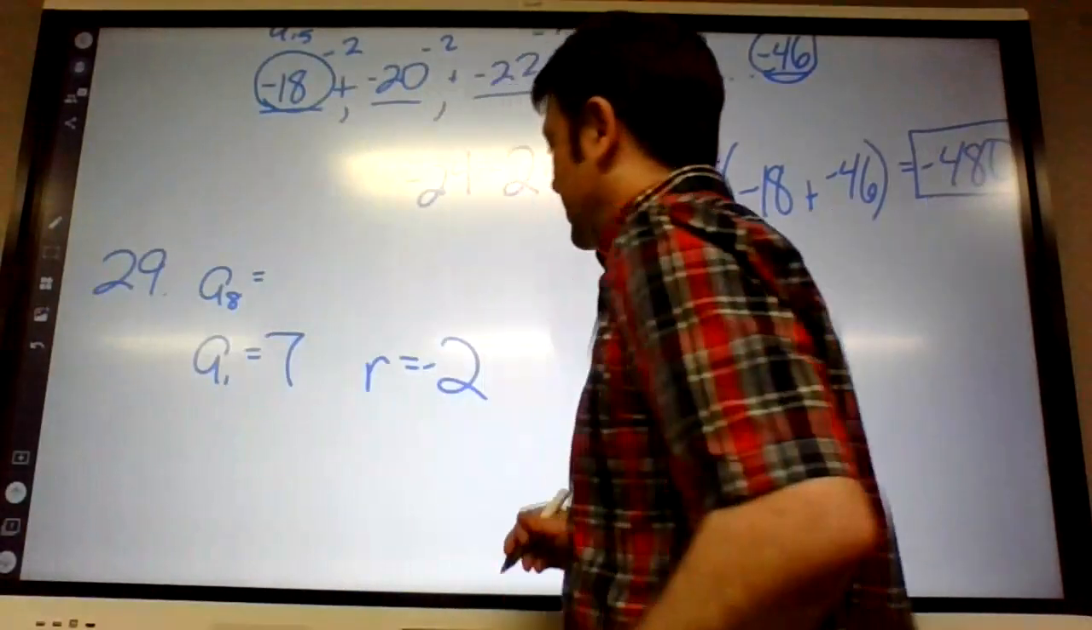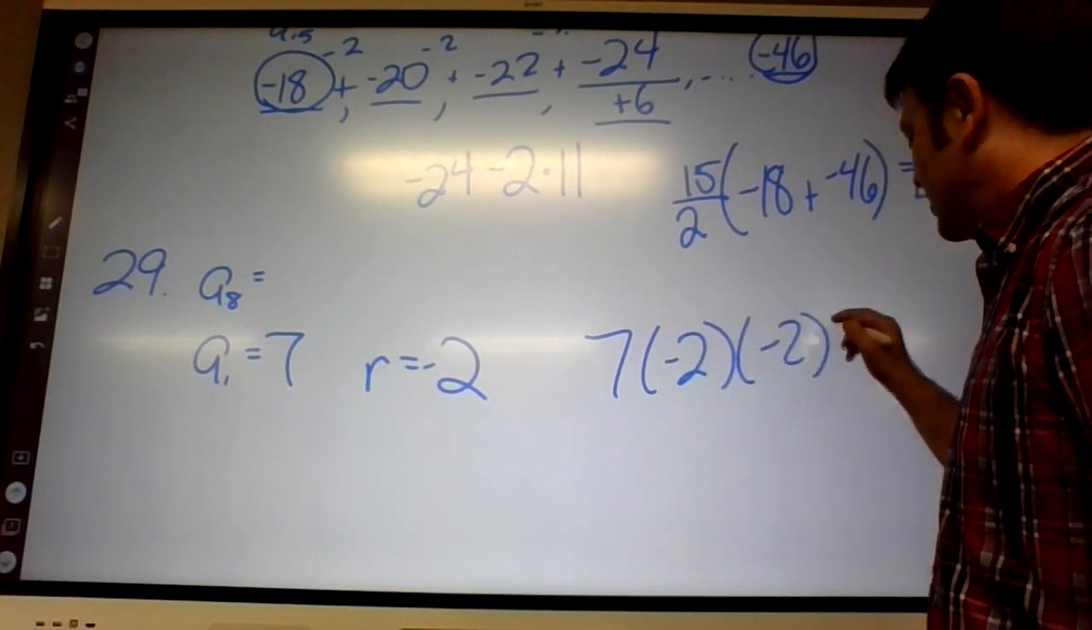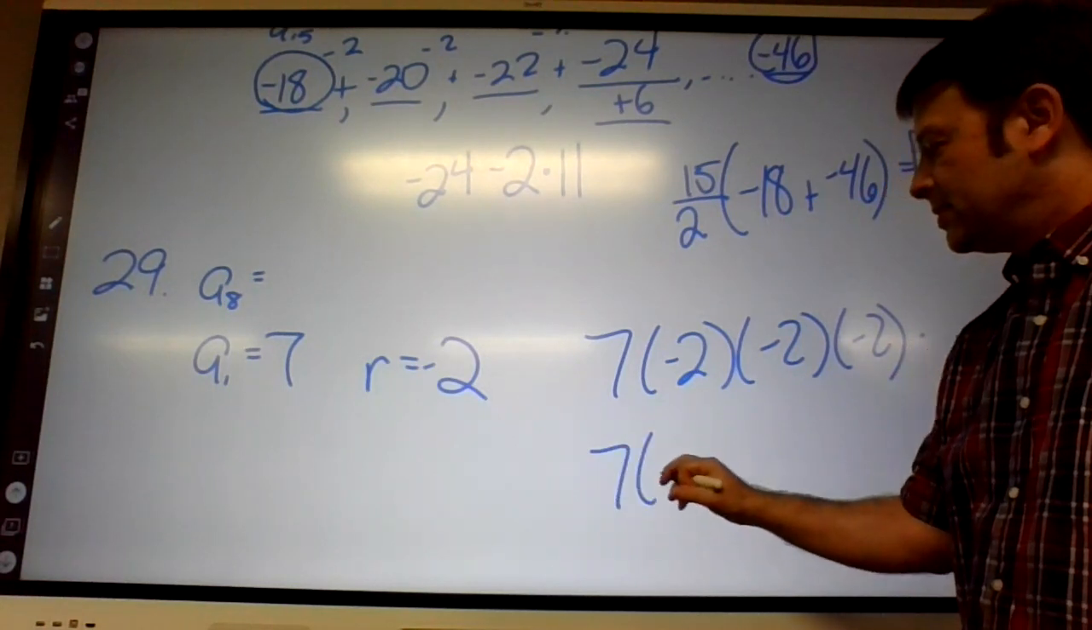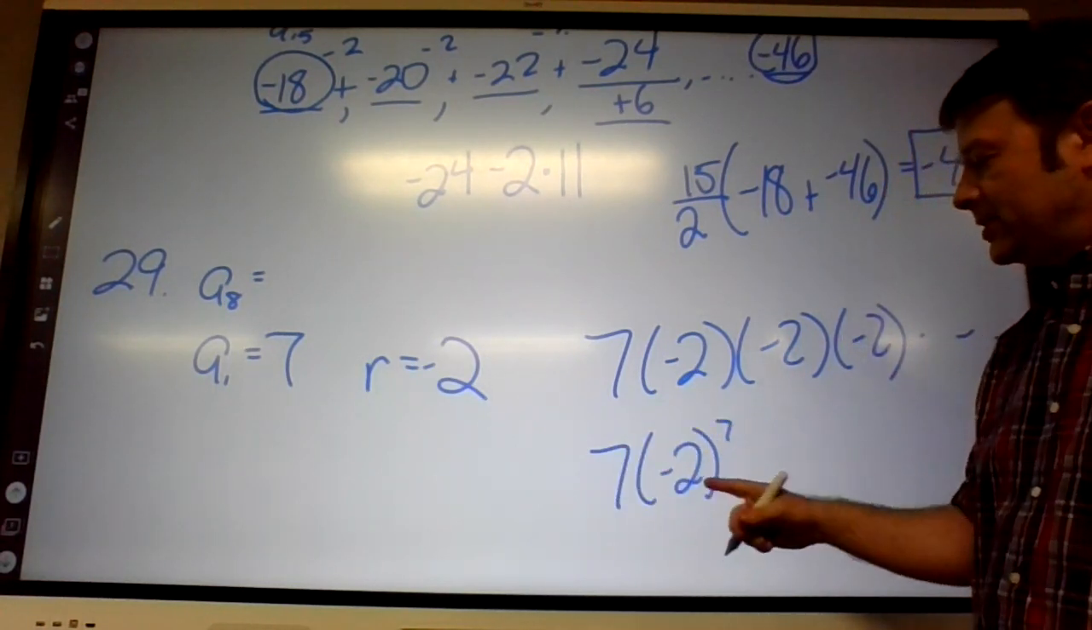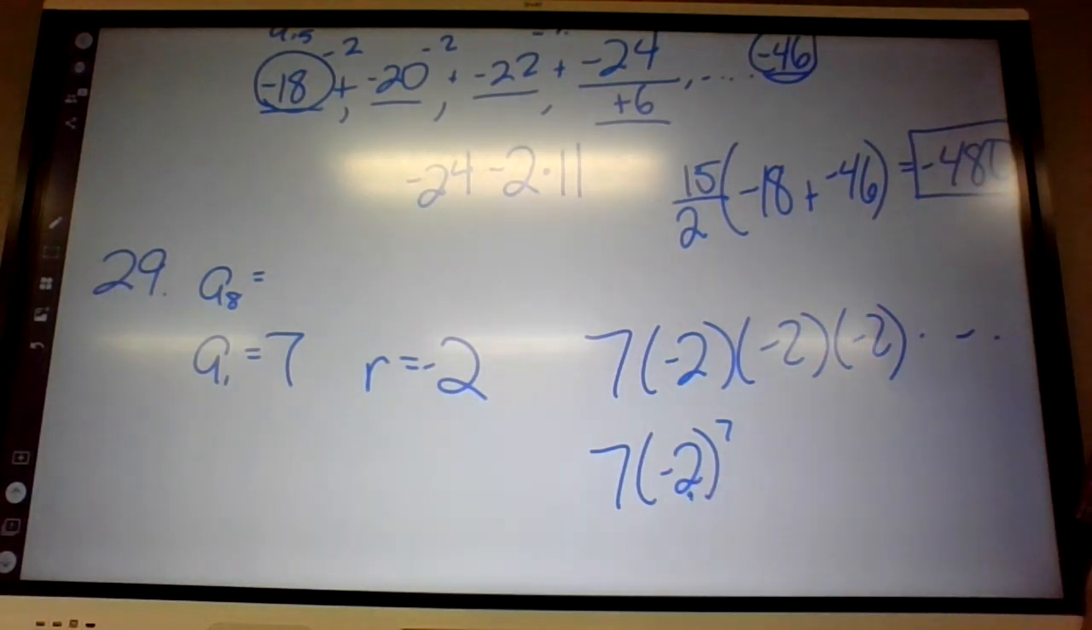Now, you can do 7 times negative 2 times negative 2 times negative 2, but what's the easier way to do dot, dot, dot? Right. It would be an exponent. If you want to multiply by negative 2 7 times, that'd be negative 2 to the 7th.